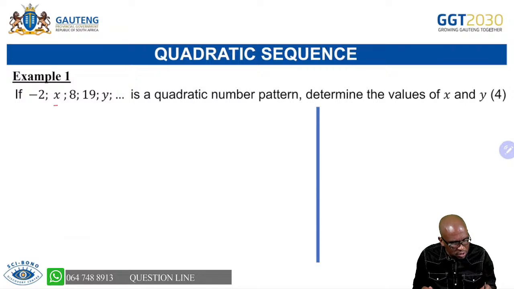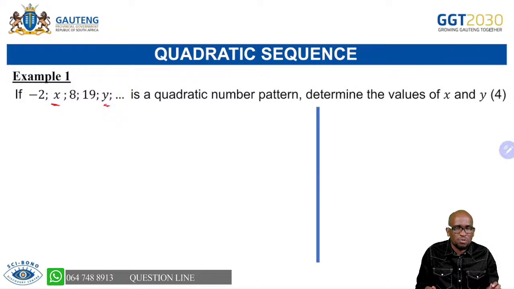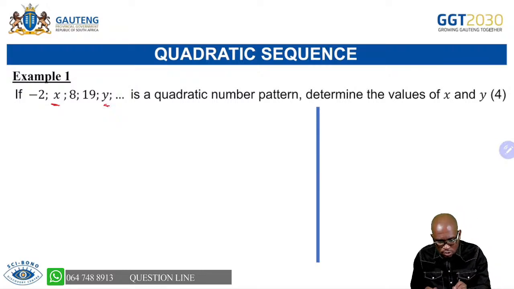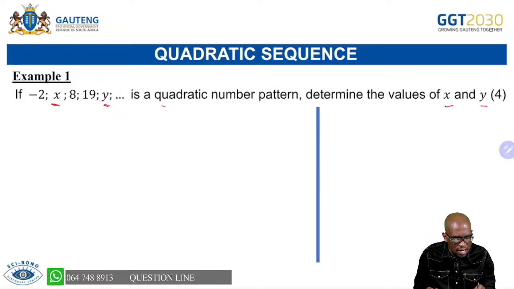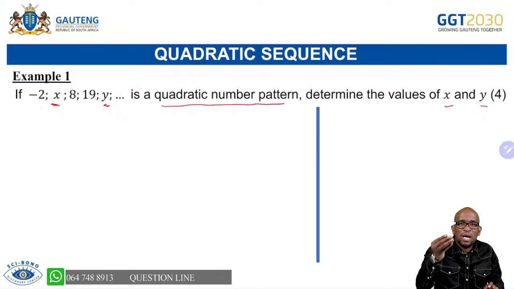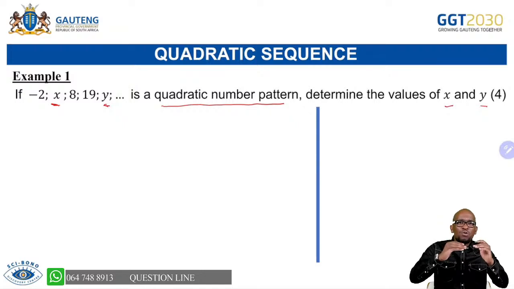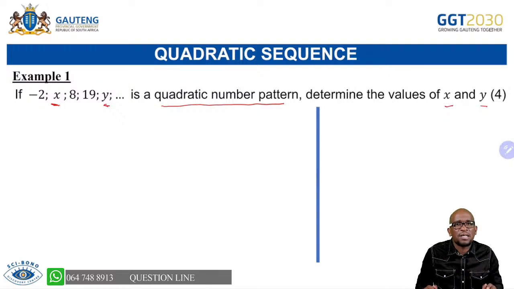quadratic number pattern, and this one is laden with what? With unknowns. So this one I will solve with you as an example. We want to solve for x and y, and we are given a pattern and they said it is quadratic. Because it's quadratic, we will work out the first differences and the second differences. We know the first difference is linear and the second difference is constant. So all the terms in the second differences should be equal, because that is the concept that governs quadratic number patterns.